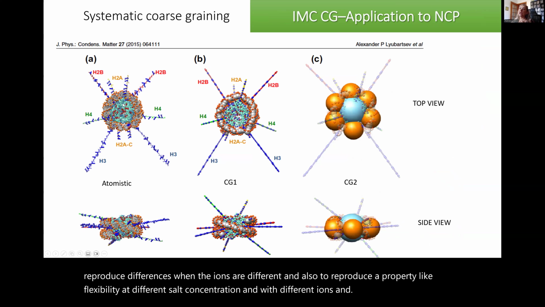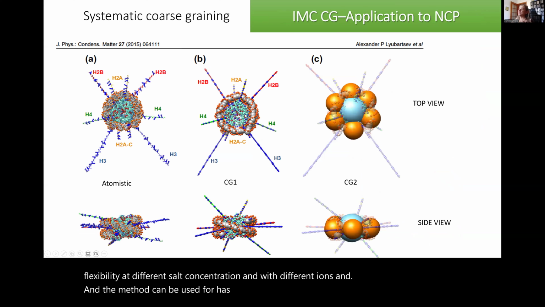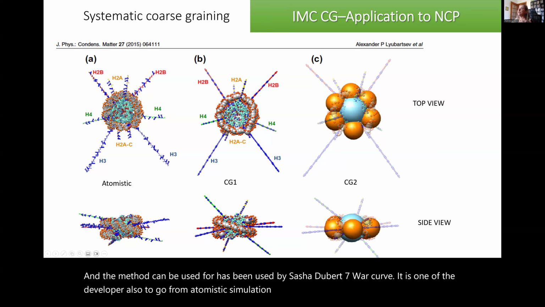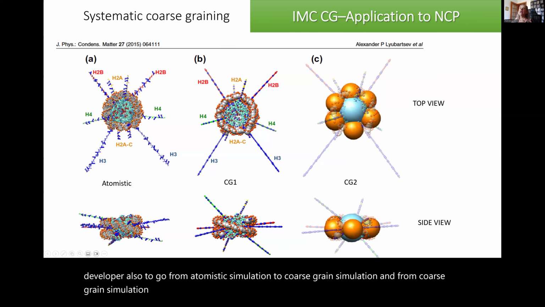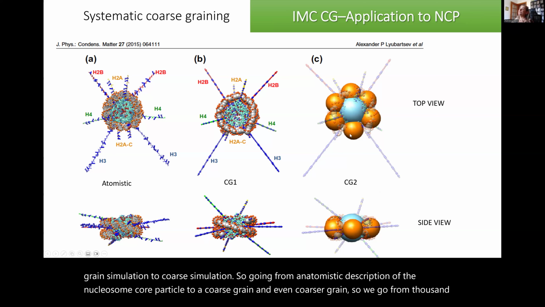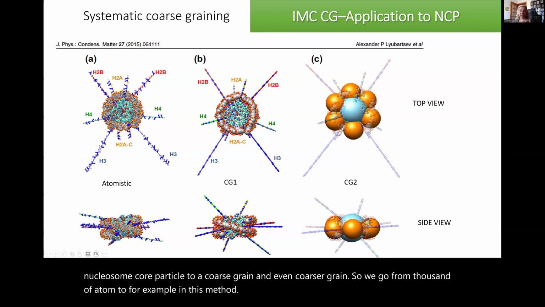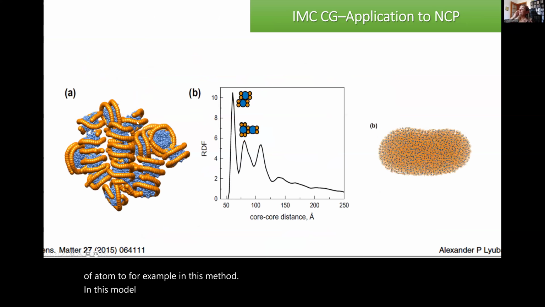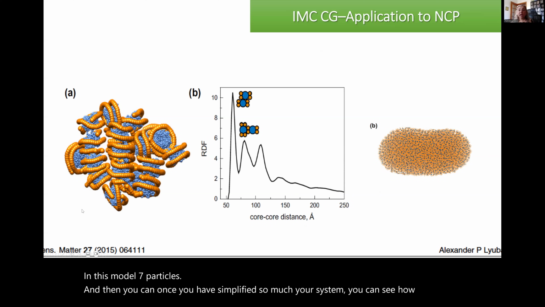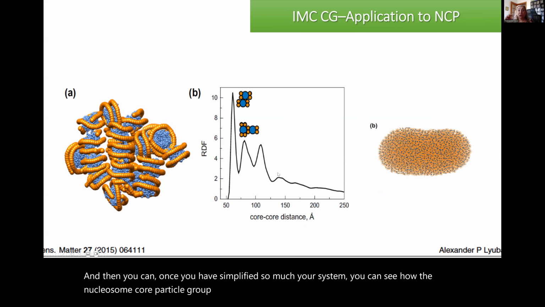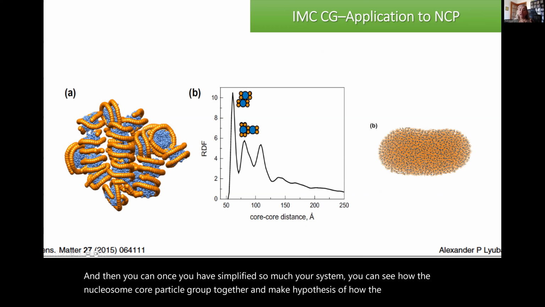The method has been used by Sasha Lubartsev and co-workers, who are among the developers, also to go from atomistic simulation to coarse-grained simulation, and from coarse-grained simulation to coarser simulation. So going from an atomistic description of the nucleosome core particle to a coarse grain and even coarser grain. So we go from thousands of atoms to, for example, in this model, 7 particles. And then, once you have simplified your system so much, you can see how the nucleosome core particles group together and make hypotheses of how the DNA is really packaged in the cell.